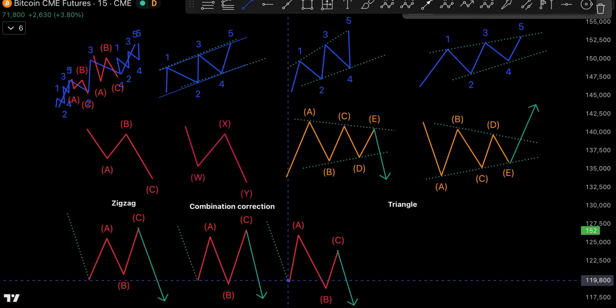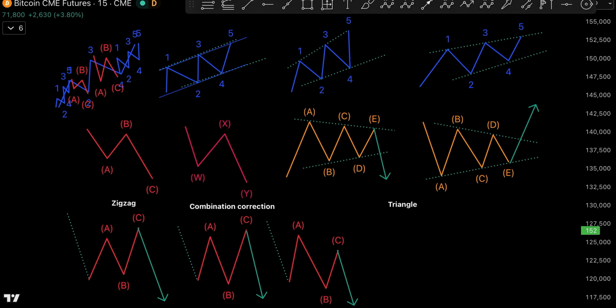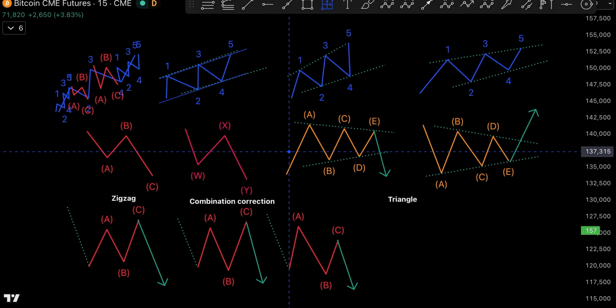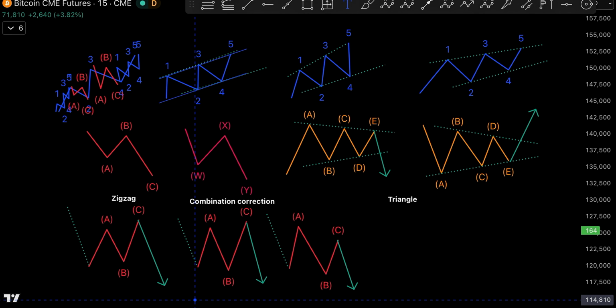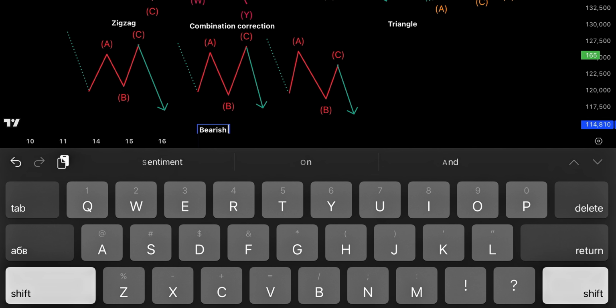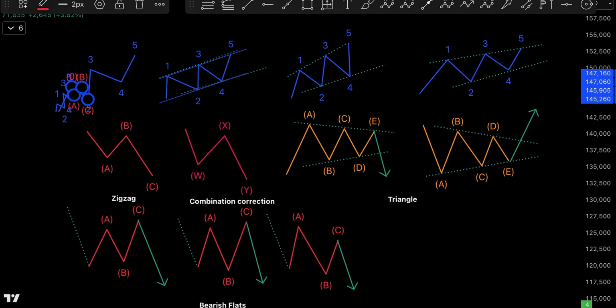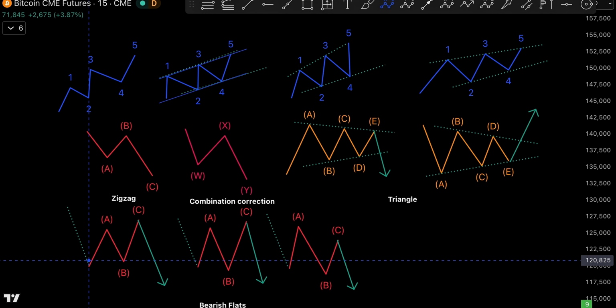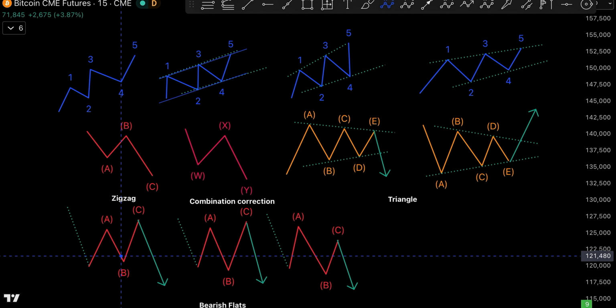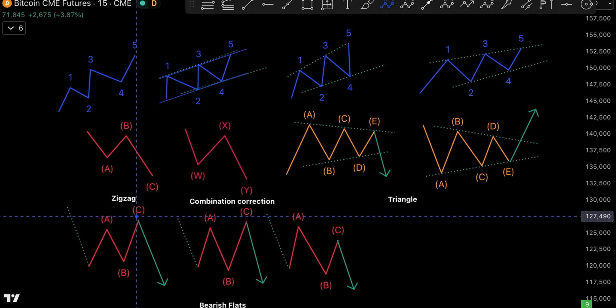So this is the price direction, and we have a running flat here. So these are bearish flats. I'm going to name these as bearish flats. So I will delete these. And these flats, as I mentioned earlier, are all 3, 3, 5 structures, which means we will have an ABC here, another ABC to the downside, and then 1, 2, 3, 4, 5. That's called 3, 3, 5 structure.